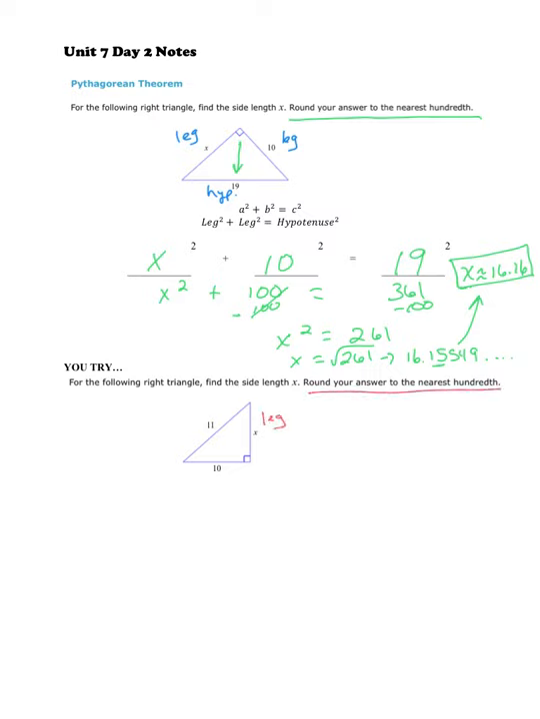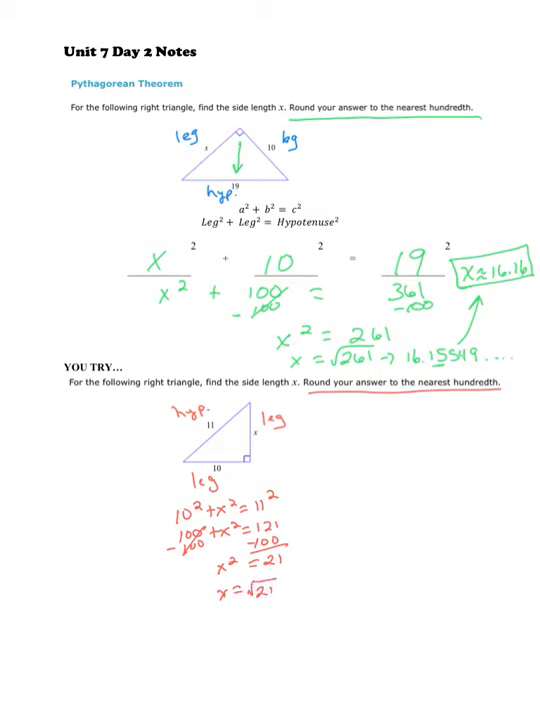This is a leg, and hypotenuse. So let's do the math. Leg squared plus leg squared equals hypotenuse squared. So 10 squared plus x squared equals 11 squared. 100 plus x squared equals 121. Subtract 100 from both sides. Oops, no, not 1,000. That'd be a little different. Crosses out, and I have x squared equals 21. So x equals the square root of 21.